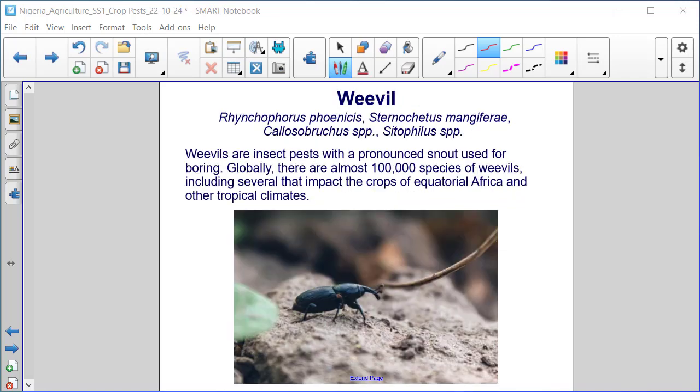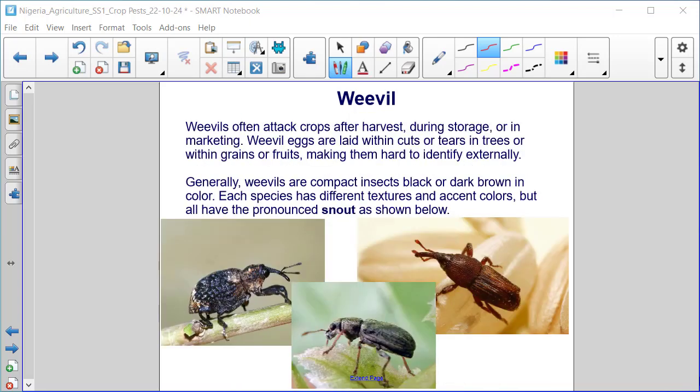Weevil, including the weevil species shown. Weevils are insect pests with a pronounced snout used for boring. Globally, there are almost 100,000 species of weevils, including several that impact the crops of equatorial Africa and other tropical climates. Weevils often attack crops after harvest, during storage, or in marketing.